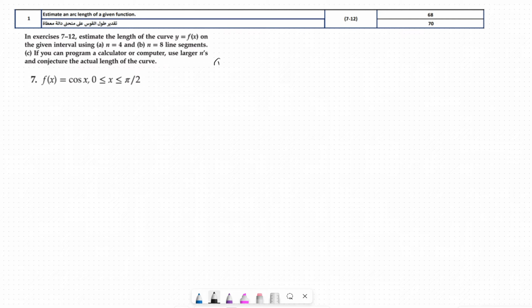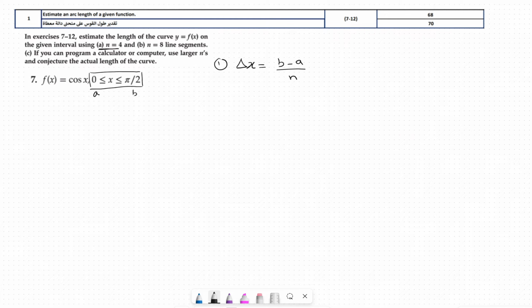Your step number 1 in solving is to find something called delta x. Delta x is how far each point is from the other on the x-axis. How do we find delta x? Delta x is given by (b minus a) over n. Now, a and b are your interval, which is always going to be specified to you. We were told x is between 0 and pi over 2, so a is 0 and b is pi over 2. N will be specified in the question.